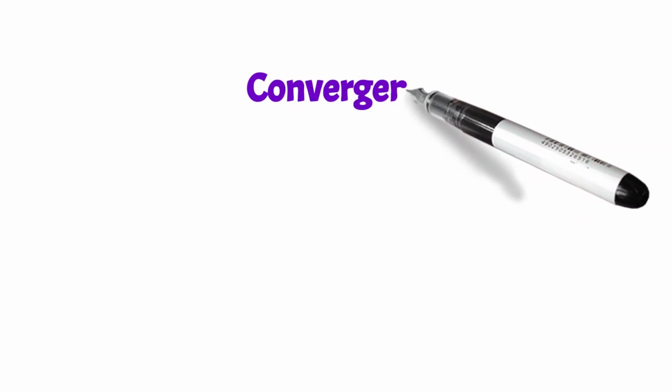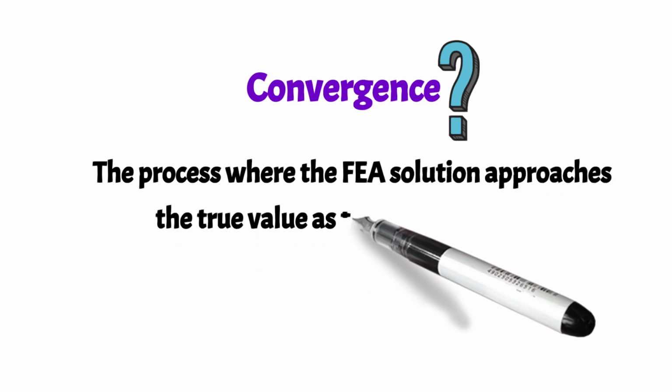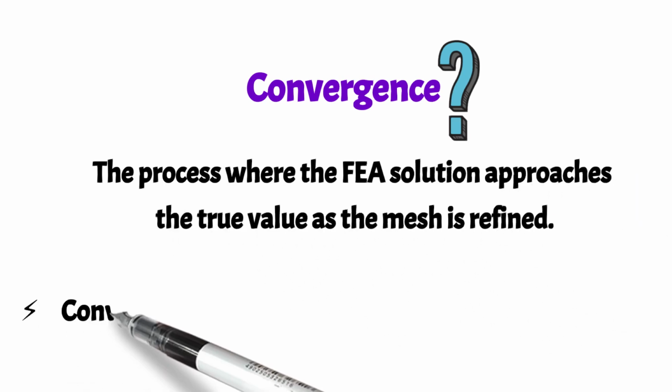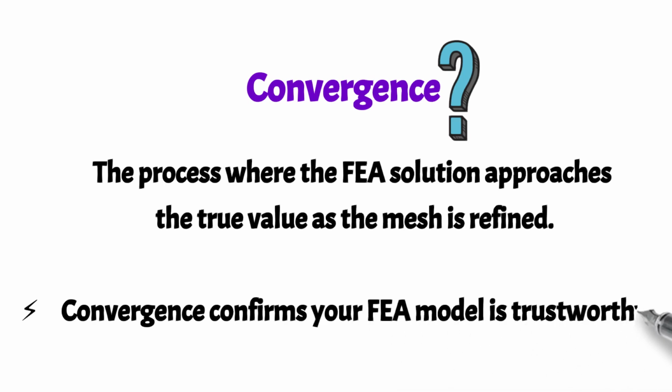Another term you commonly hear in the world of modeling is convergence. This is the process where the finite element solution approaches the true value as the mesh is refined. This confirms your finite element model is trustworthy and credible.